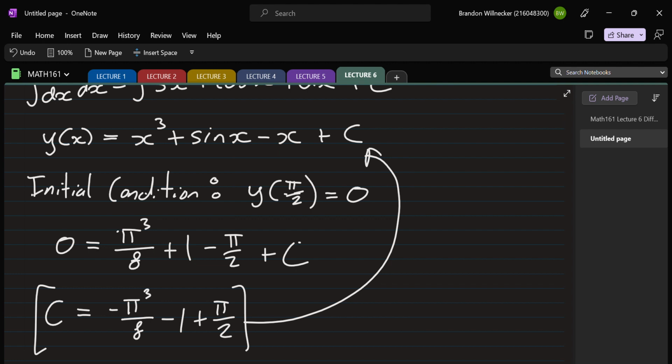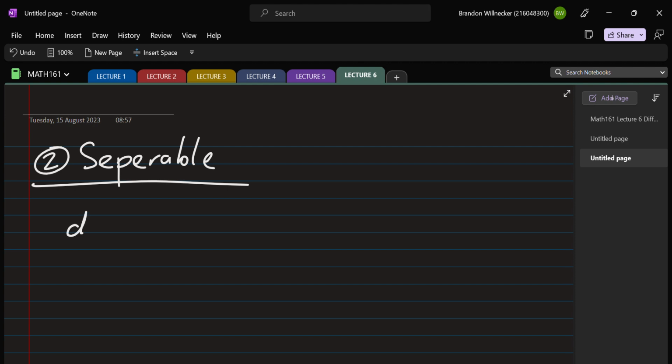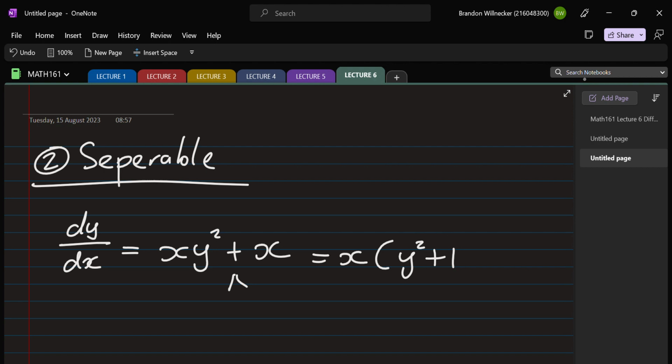Okay, let's have a look at the separable situation. So number 2, separable. Okay, so let's say we have dy by dx is equal to xy squared plus x. So here the right hand side doesn't look like it's a product of two functions. We've got xy squared plus x, so it's not a product of two functions, but what we can do is factor out the x, so we can have x times y squared plus 1.